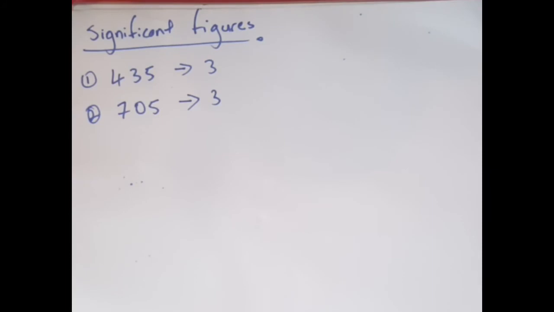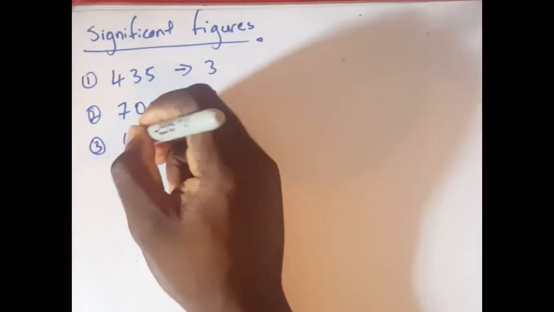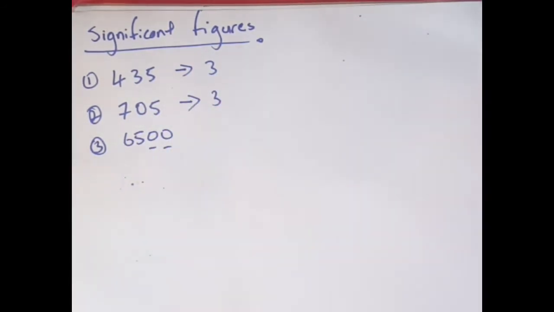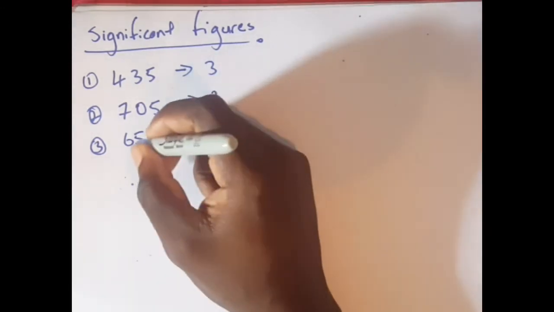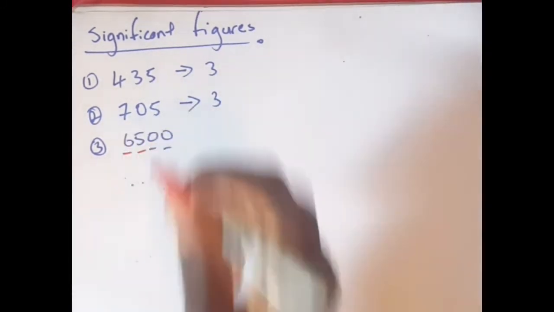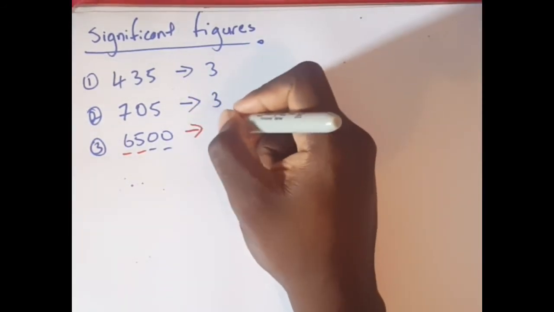Now, for the third rule for significant figures in a number, it says all trailing zeros are insignificant unless there's a decimal point. So if I have 6500, then these 2 zeros would be insignificant. They wouldn't be significant, but the 5 and the 6 would be. So in this case, there are two sig figs.